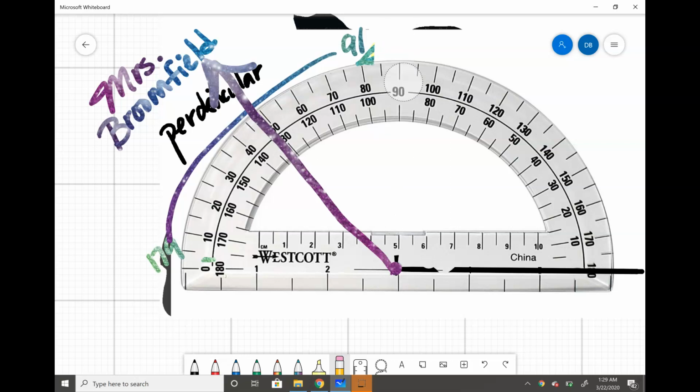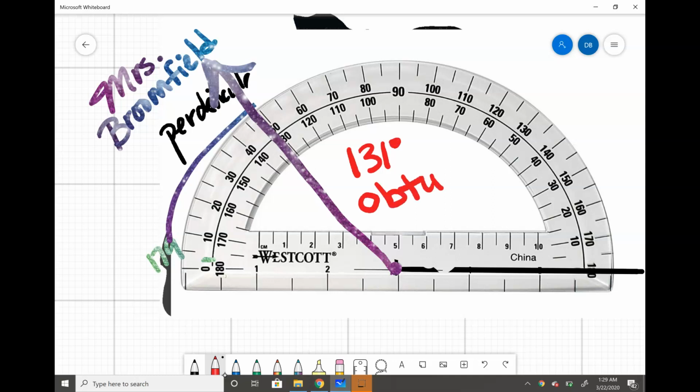Erase this line. If I stopped right here and I used the bottom ruler, that takes me to 131, just past that 130. Okay, so that would be 131 degrees. That would be considered obtuse because it's greater than 90 degrees.